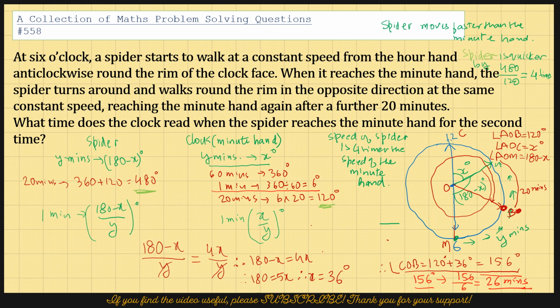So we already know the hour hand is at 6. It will have moved somewhere here, the hour hand, but it would still be 6 o'clock. So 6:26. So the answer would be 6:26.